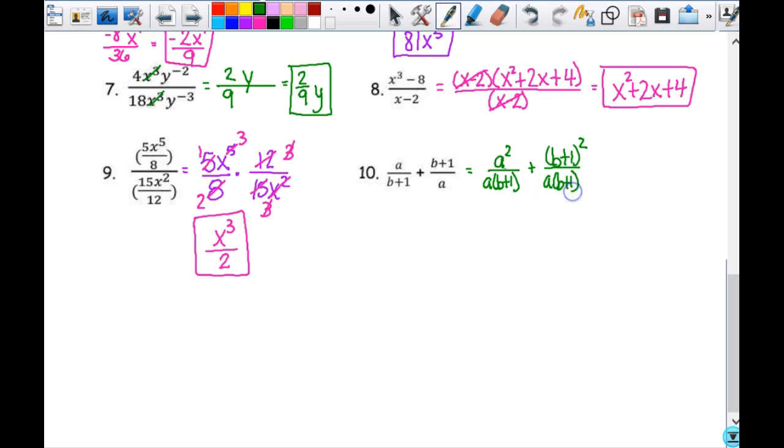I guess I could have gone ahead and added those and just had one big fraction at this point. But so then I've got to multiply this out. This is going to give me a squared plus b squared plus 2b plus 1 all over a times b plus a. That is page 1.